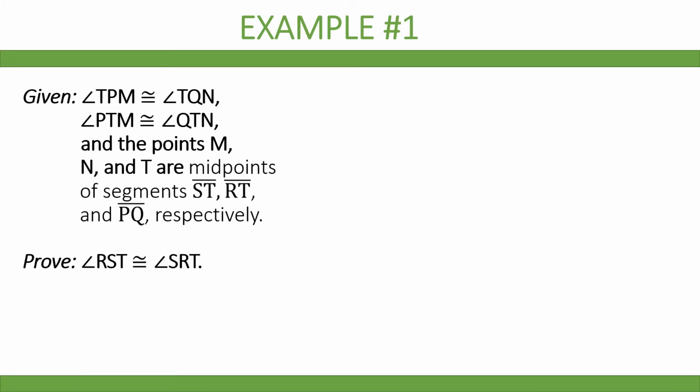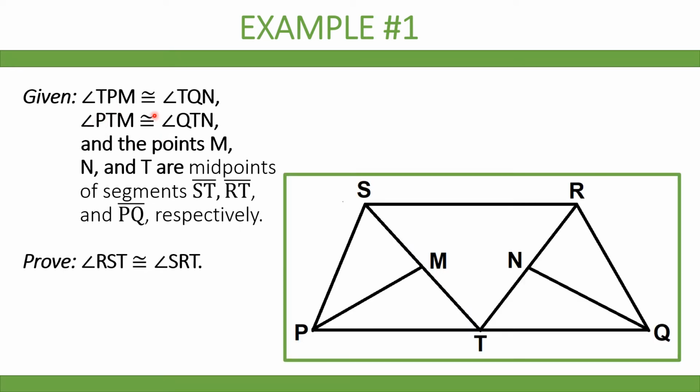Example number 1. Suppose that we are given that angle TPM is congruent to angle TQN, angle PTM is congruent to angle QTN, and the points M, N, and T are midpoints of segments ST, RT, and PQ respectively. Prove that angle RST is congruent to angle SRT.